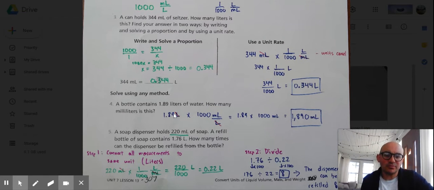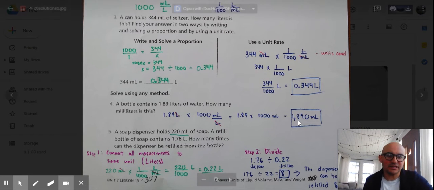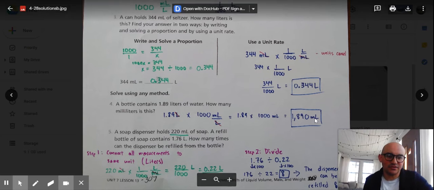And as I set my multiplication up, my liters cancel one another out. And so I'm left with 1.89 times 1,000 milliliters, and that equals 1,890 milliliters. So I chose that method. You could have also written it as a proportion. You would get the exact same answer of 1,890 milliliters.